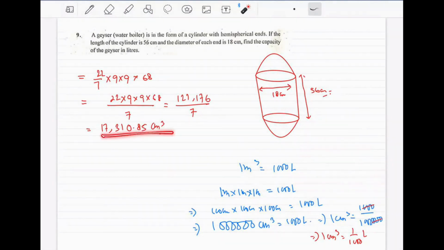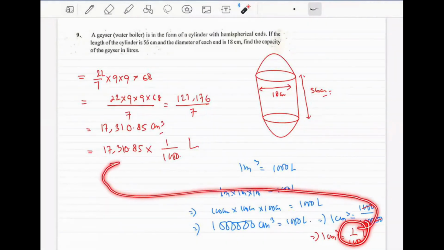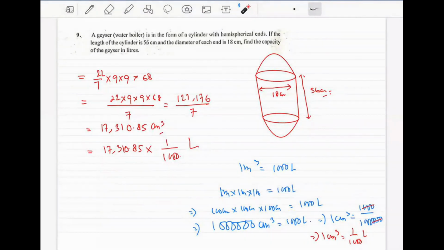So if I want to convert centimeter cube into liters, you have to multiply this by 1 by 1000. It will be converted into liter. Yeah, 1 centimeter cube is 1 by 1000 liter, right? So according to this, if you use the unitary method for this 17,000, you have to multiply it. Since there is a 1000 in the denominator, we can divide 17,310.85 by 1000.